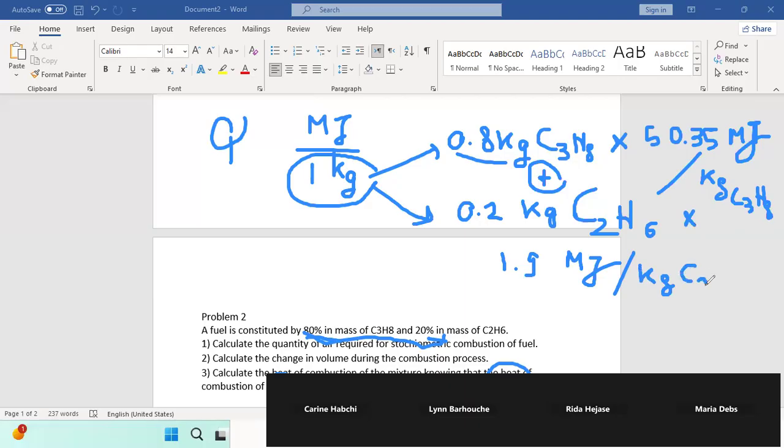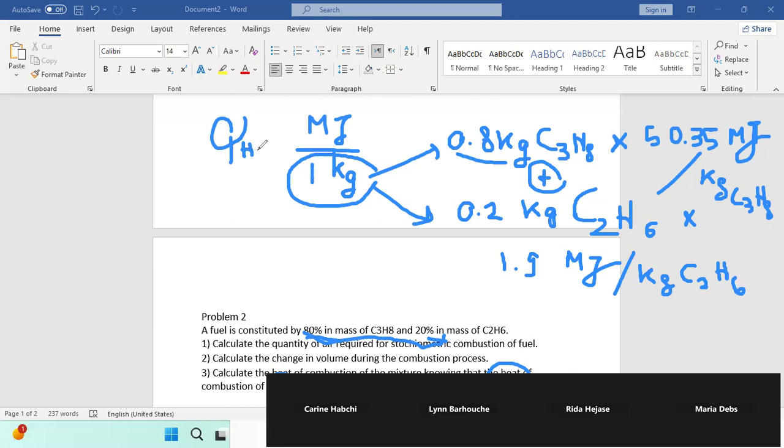Okay, so always keep in mind that whenever I have any variable per unit mass, I multiply by the percentage in mass. If the variable is given per unit volume, I should multiply by the percentage in volume. And we have seen in this session how to convert from percentages in mass to percentages in volume. So now we can determine what the heat of combustion will be for this mixture.